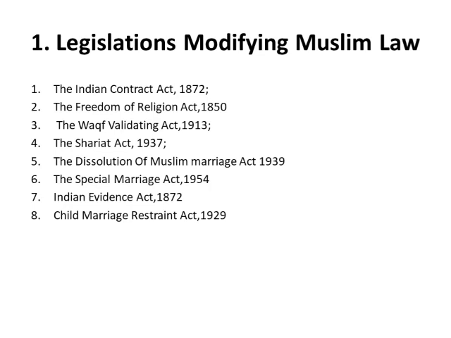So the most important legislation is the Sharia Application Act of 1937, as far as the application of Muslim law is concerned. So the authority of the court is derived from the Sharia Act of 1937, which we are going to discuss in the next slide in detail.